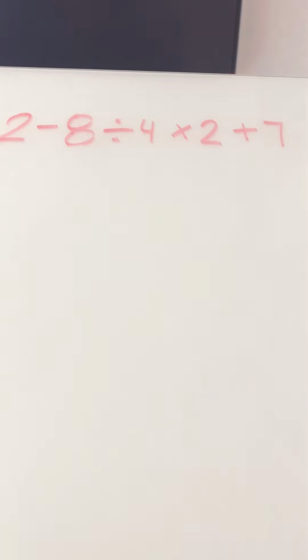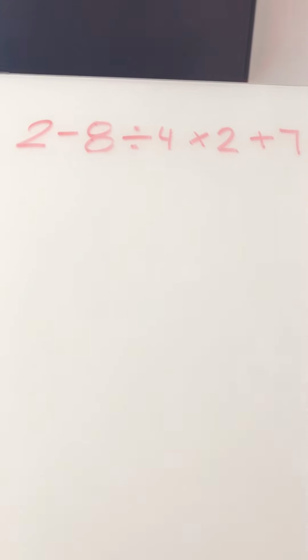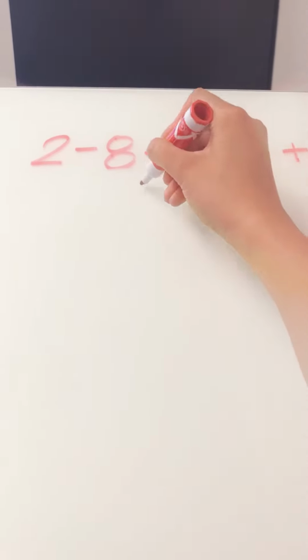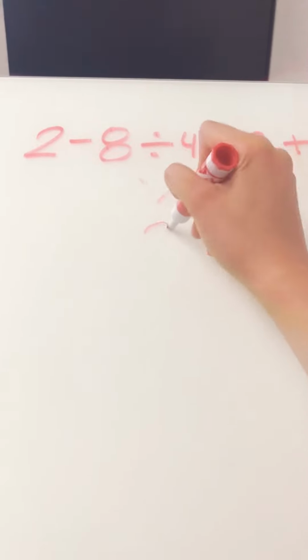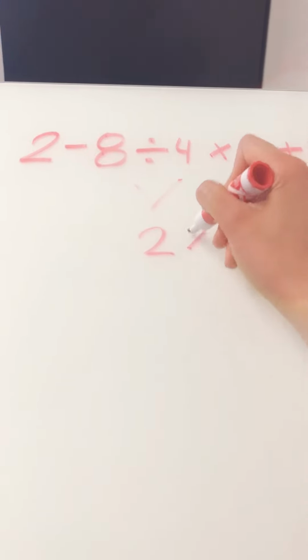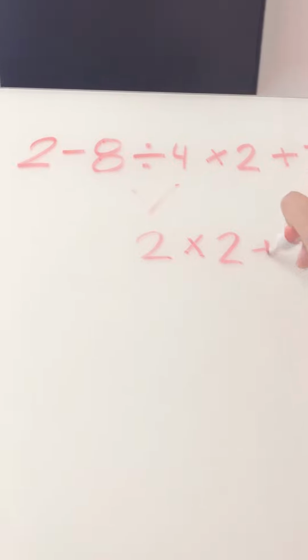Here, when we're searching for our multiplication and division, we see that the division comes first, so this is where we'll start. 8 divided by 4 is 2. Then we bring down the rest of the symbols and numbers that we haven't quite used yet.